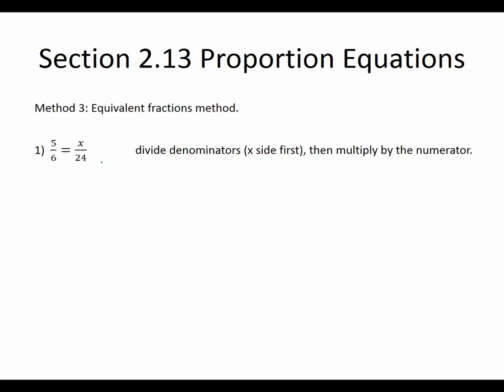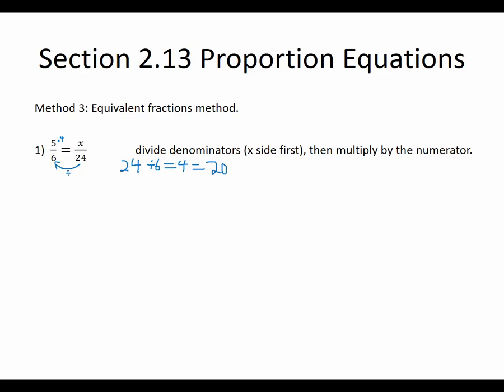To work this out, what we did is we divided the denominators across, and then we took our answer and multiplied it by the numerator. So I'm going to go ahead and do that. 24 divided by 6 gives me 4, and I just take that 4 and multiply it by the top number. 5 times 4 equals 20.